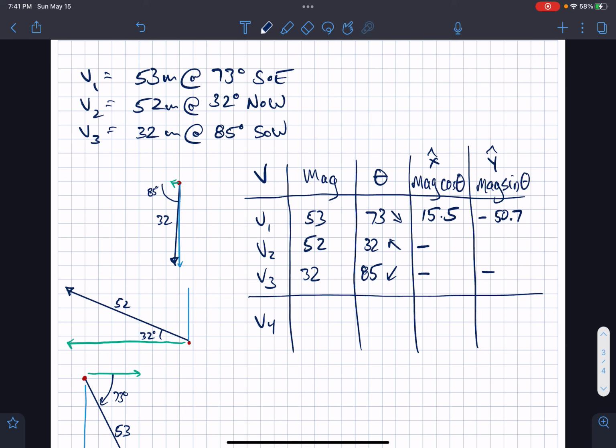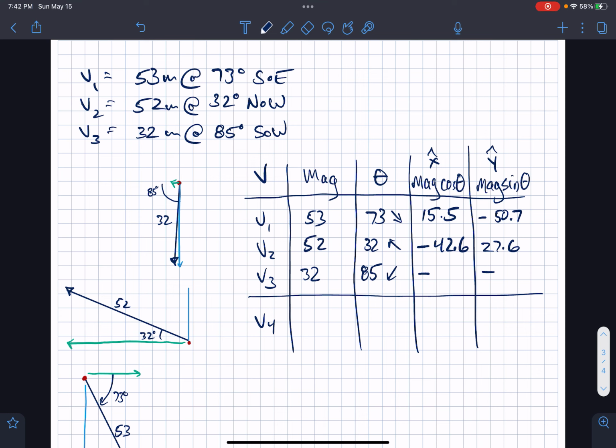Second vector, x component, magnitude cosine of theta. It's going to be negative, right, because it's in the negative x direction. Magnitude cosine theta, so it's 52 cosine 32. All right, so 42.59, we'll say 42.6, and the y component, which is going to be magnitude times the sine of theta, so 52 sine of 32, 27.55, let's say 27.6 meters in the positive y direction.